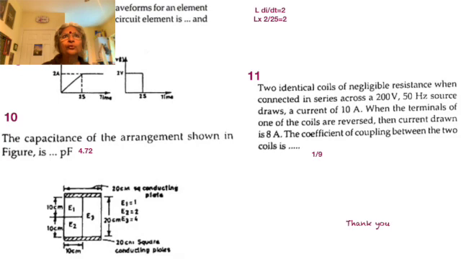When the terminals of one of the coils are reversed, perhaps based on the winding sense, you are actually reversing the dotted terminal. If the early case was aiding, now you have an opposing flux situation. Then the current drawn is 8 amps. So definitely now the current has reduced, which means that earlier we had more inductance, or the fluxes were in aiding nature. So for the first case, let me call it omega L1, which is equal to 200 by 10, which is 20, and in the second case omega L2 is equal to 200 divided by 8, which is 25.